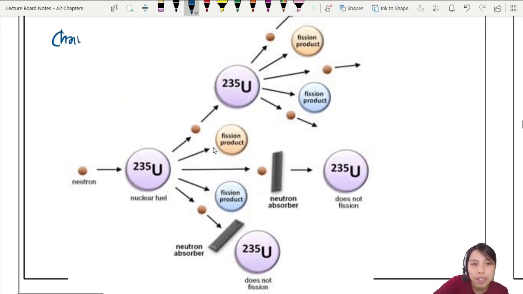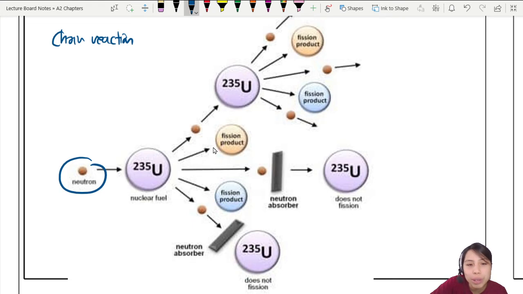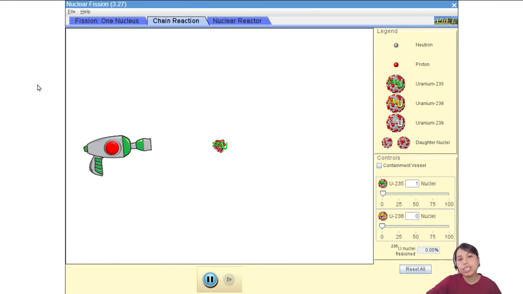So what's a chain reaction? One neutron bombs one nucleus, then it releases 3 neutrons to bomb other nuclei. 1, 2, 3. And then you keep on bombing. Soon everybody will be undergoing fission. So the idea of a chain reaction is, if you have one nucleus, you just bomb it, then 3 neutrons come out. That's it. Very chill.